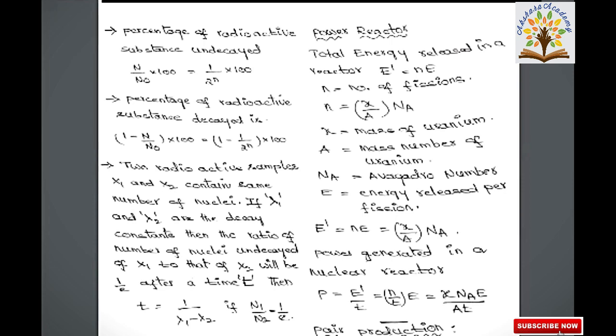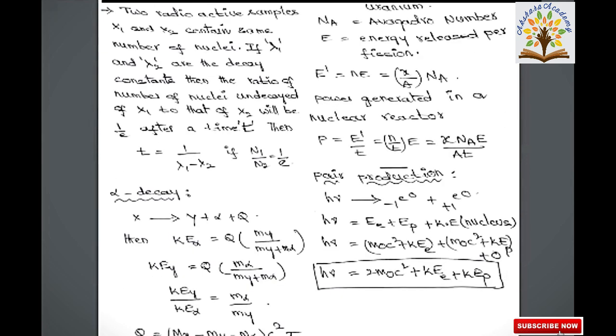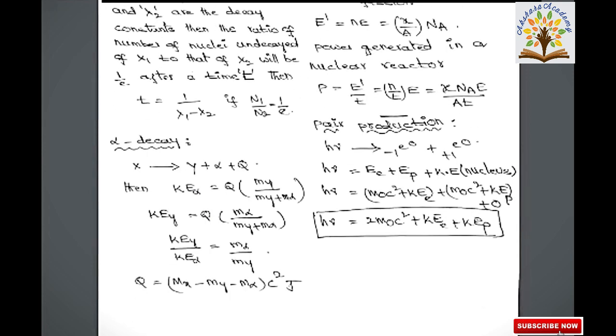Or E dash is equal to nE, that is equal to x by A Na E. Now, power generated in a nuclear reactor. Power generated in a nuclear reactor is given by P is equal to E dash by t, that is equal to n by t into E, or substituting the value of n here, we get x Na E by At.